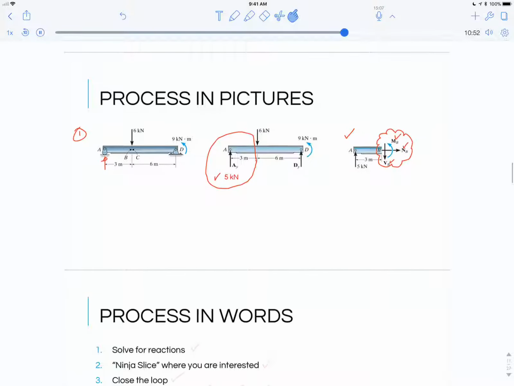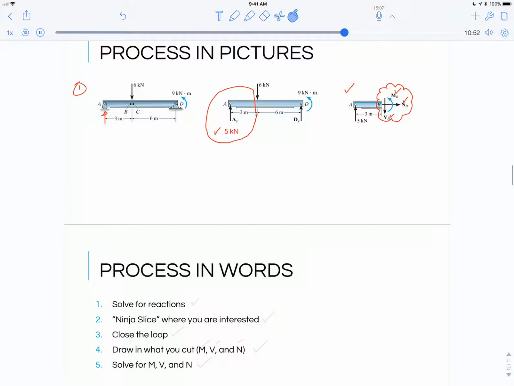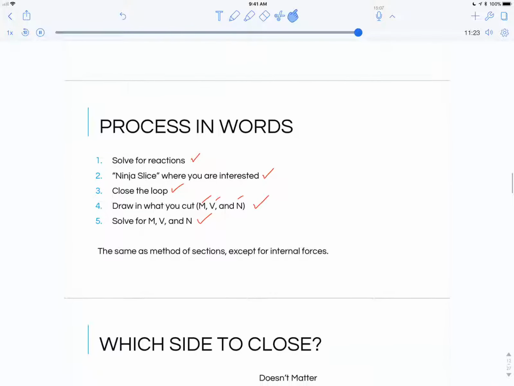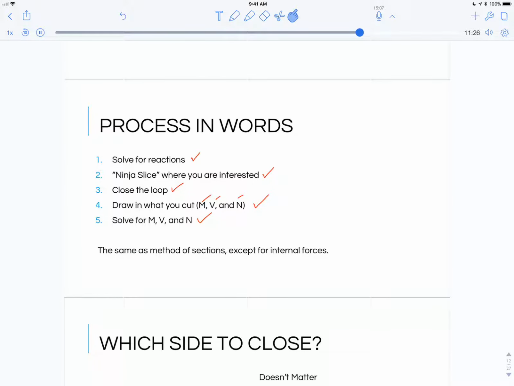And those of you who would rather have a list or a procedure rather than pictures, here's what you do. You solve for the reactions. You slice where you want to find the internal forces. You close the loop. And also, I didn't write it down here, you draw everything in the loop. And then you cut, and then you draw in what you cut: the moment, shear, and axial. And finally, you use statics to solve for M, V, and N. This is really the same as the method of sections for trusses, except we're doing it for internal forces.